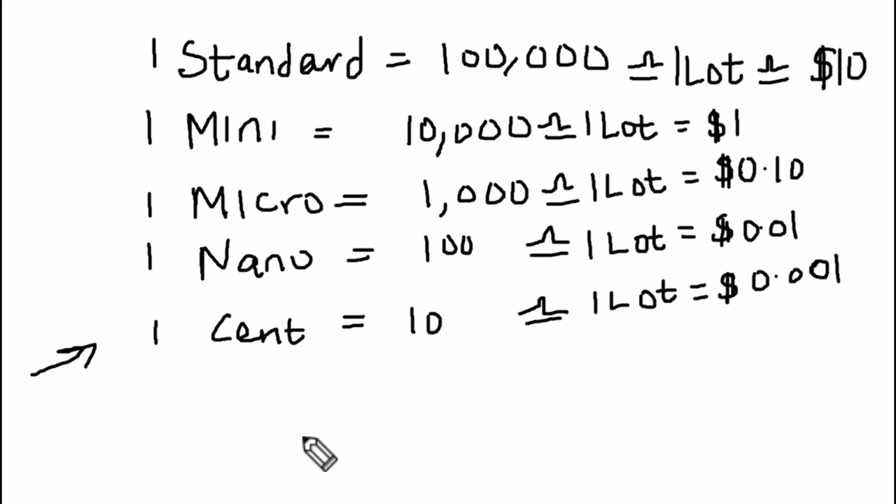Now it means if the market should move 100 pips on this one, you make $1,000. That is 100 times 10. Remember, 1 pip is $10. So if the market should move 100 pips, you make yourself $1,000. Now on this one, if the market should move 100 pips, that is $100. On this one, that is $10. And on this one, if the market should move 100 pips, that is $1.